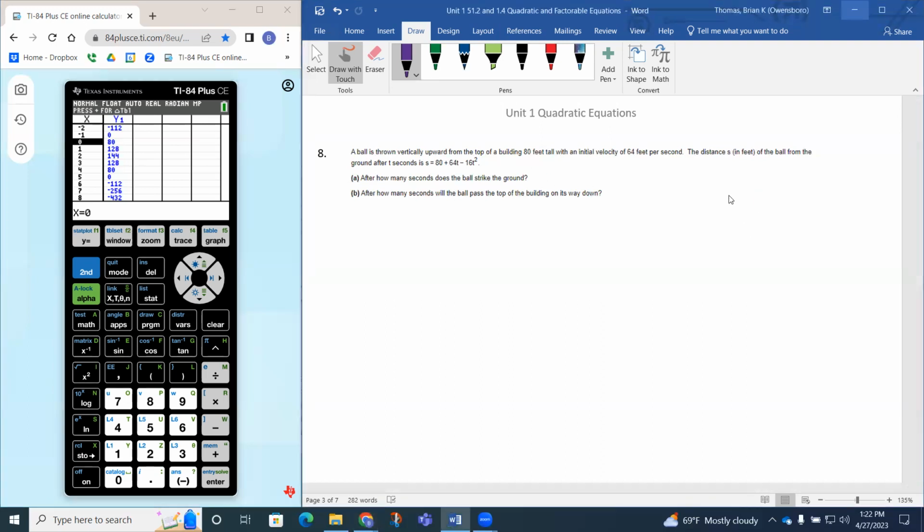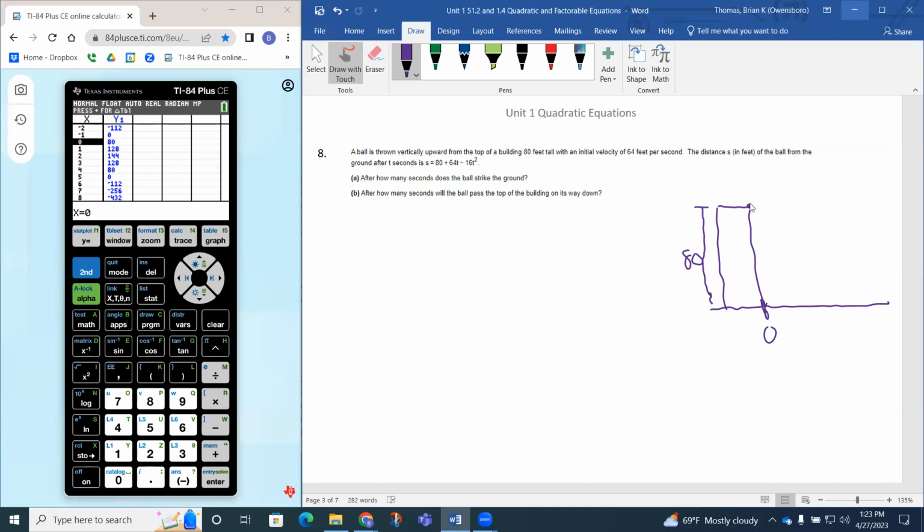So if I draw a building over here, this building, and here's the ground down here, this building is 80 feet tall. So it makes sense that at 0 seconds, the ball is here. It's 80 feet off the ground. If 1 second goes off the clock, notice that it was thrown vertically. It was thrown with an initial velocity, so it was thrown up.